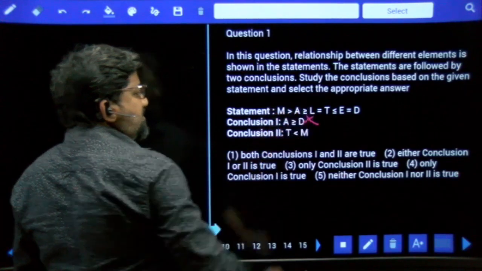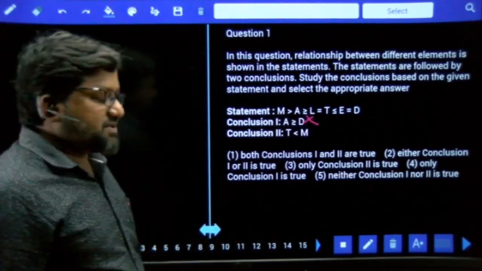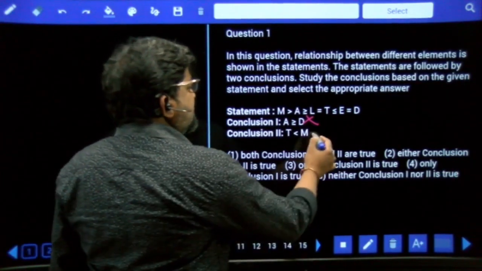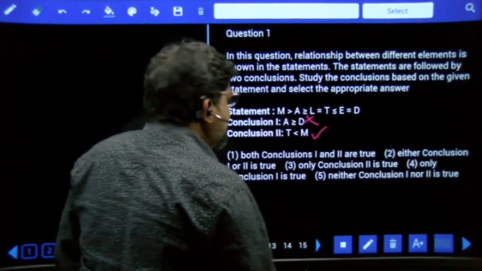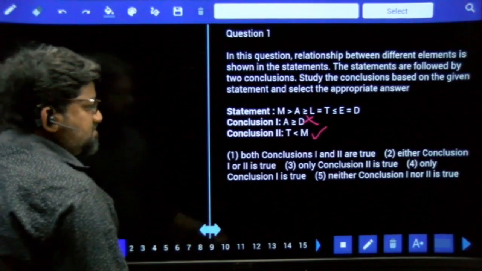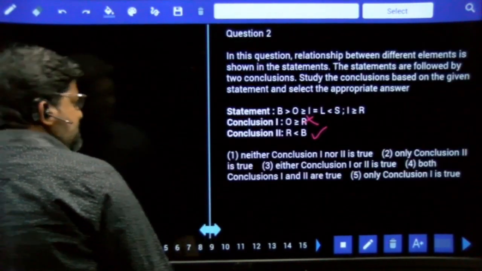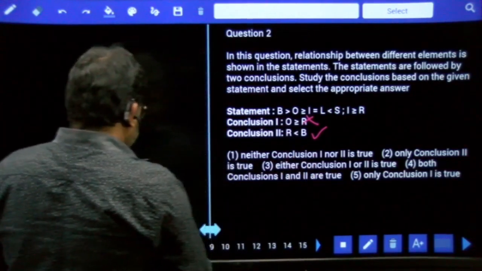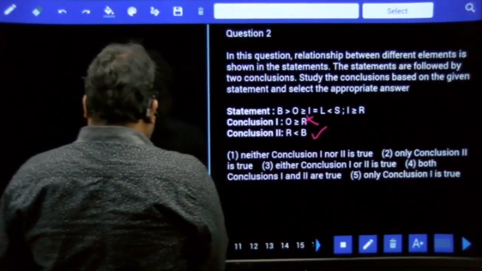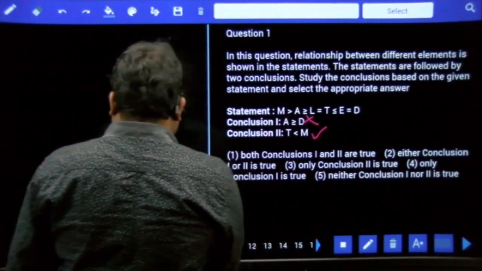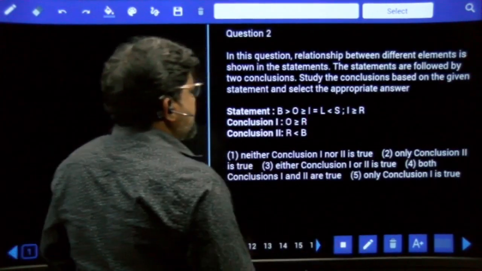Greater than and greater than or equal to. Conclusion is greater than. So what is the conclusion? M is greater than T. Reverse of that is T is less than M. Absolutely right. Only one follows. Only one is true is option 4. Sorry, only 2 is true. The question is the first one. Answer is only 2 is true, option 3.